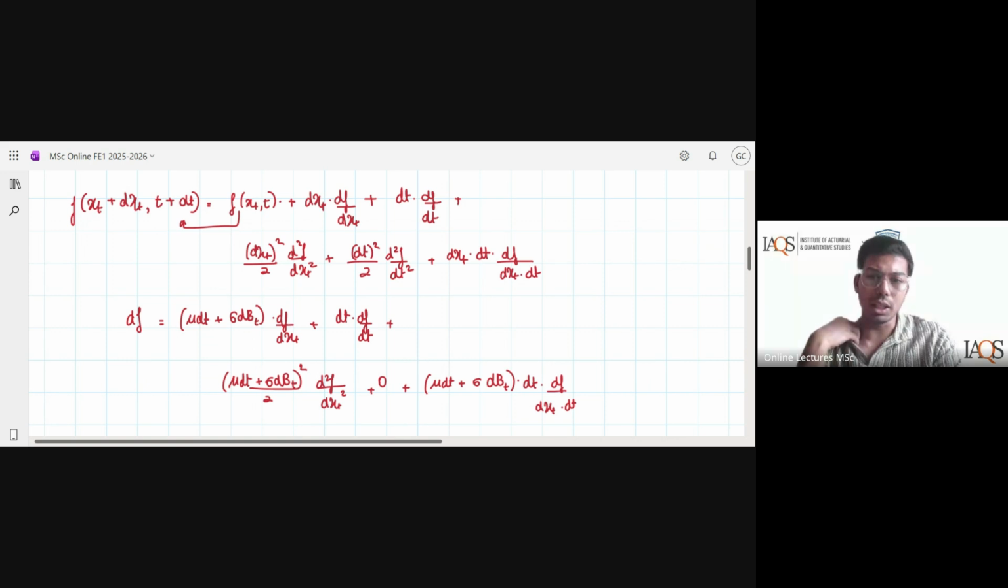It won't be dbt, it will be dxt only because the standard Brownian motion is xt. So it will stay dxt only.